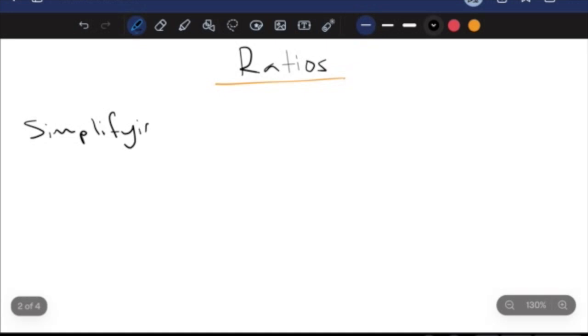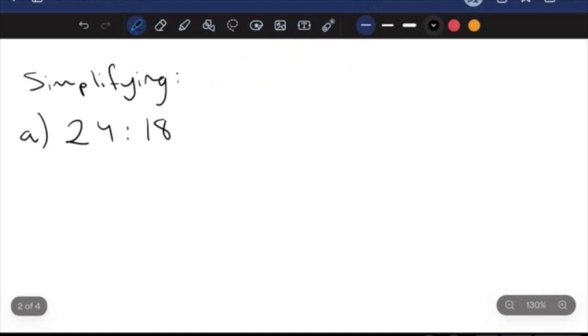So we are going to simplify. Now this first part, we are going to simplify 24 to 18. Remembering that with ratios, we are just trying to get both of our two numbers in the smallest or simplest form. So we want to find which number goes into both of these two parts of our ratio to make it an equivalent ratio, same as with equivalent fractions. So we want to see what goes into both 24 and 18.